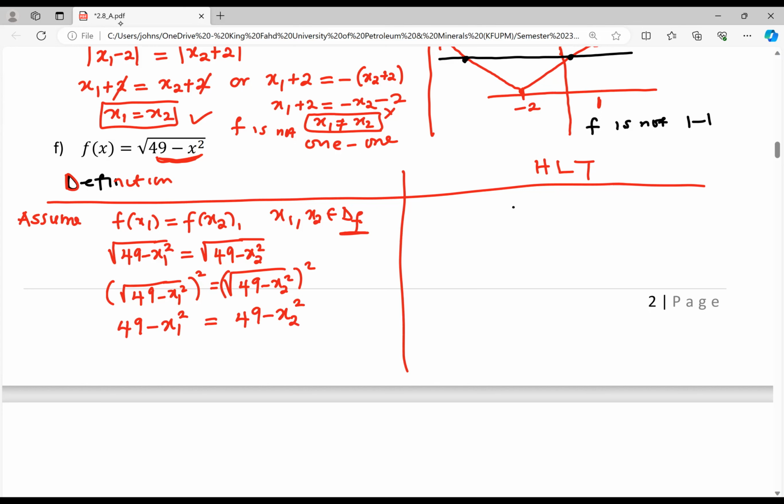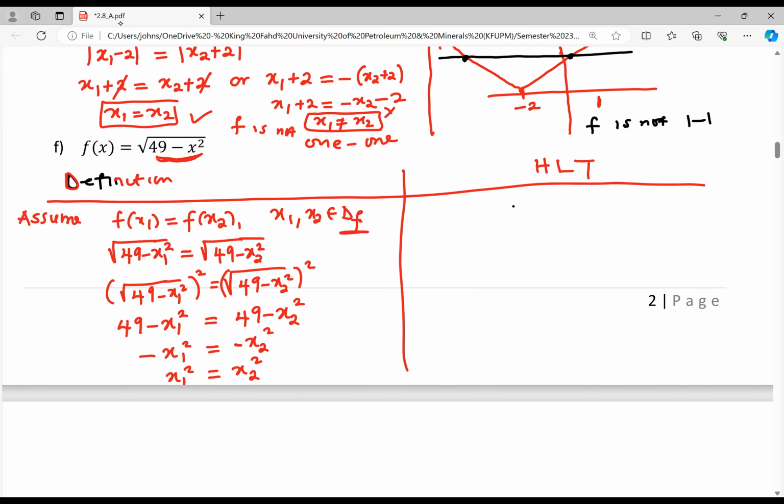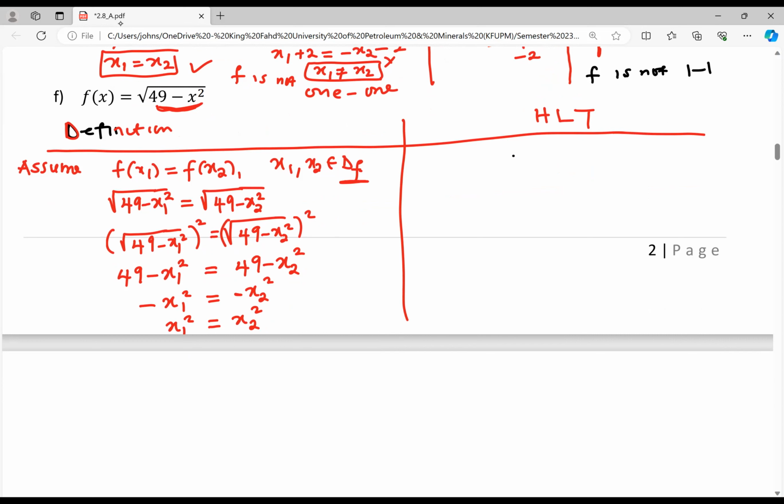And so what does it mean? 49 will go with 49, and you have x1 squared is equals to x2 squared. There is a minus here. But now we see that the minus will go. So we have x1 squared is equals to x2 squared, right? Okay. Now, getting to this point, we need to take the root of both sides, which is the square root of x1 squared is equals to the square root of x2 squared. Now, here, we don't know what is x1, x2, whether they are all positive or negative.